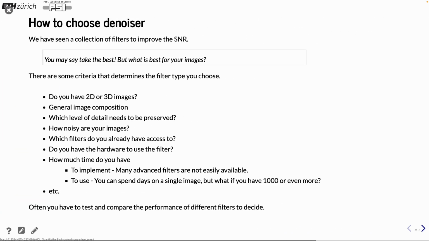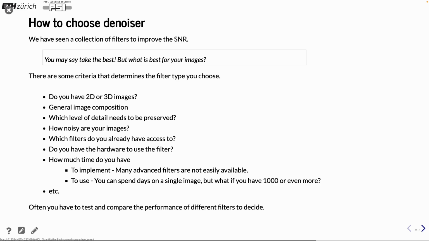And now that we have this large palette of different filters, the question is which one to choose and when. So, of course, you can say take the best. So let's take the beast, the machine learning beast, and bring it in. But there are some obstacles on the way. Every filter has its pros and cons.